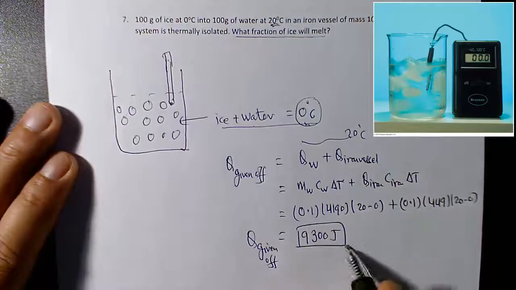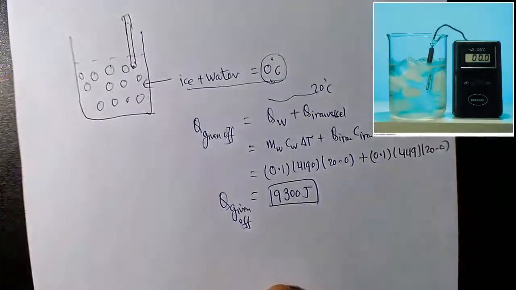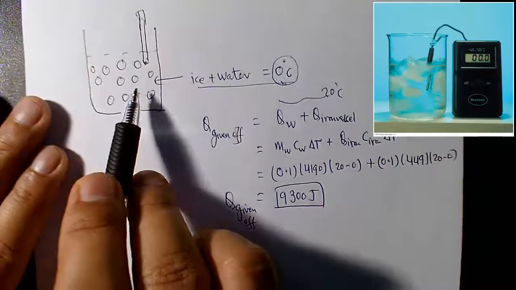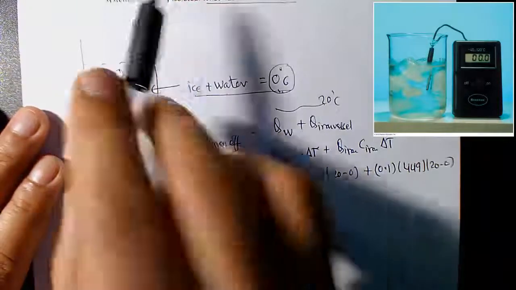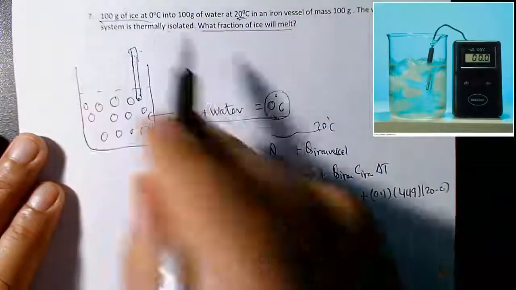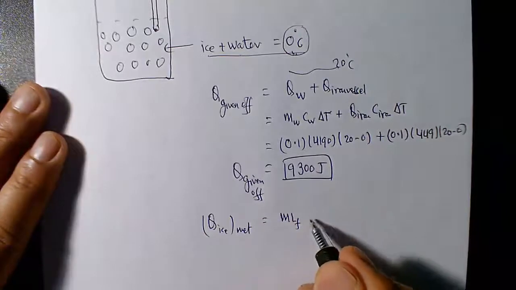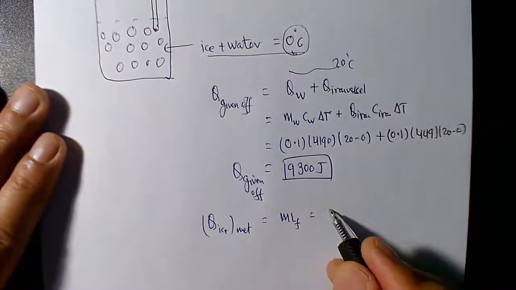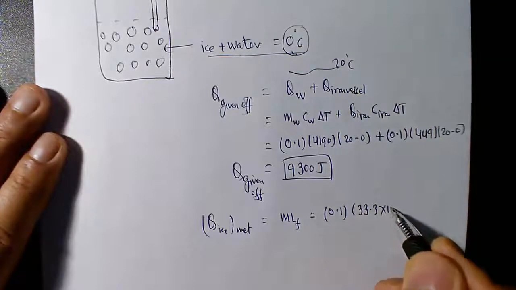Now let's check how much heat will be required to completely melt the whole volume of ice. Ice is 100 gram, and ice is already at 0 degrees Celsius. So Q of ice melt: as soon as it gets heat, it will melt. So m L, from heat of transformation. Mass of ice is 100 gram, everything is 100. So 33.3 times 10 to the power 4.